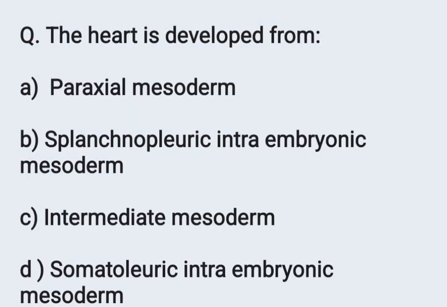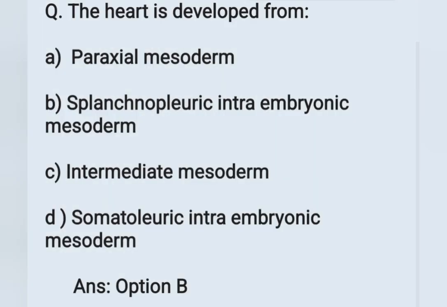The heart is developed from? Options. Option A, paraxial mesoderm. Option B, splanchnopleuric intraembryonic mesoderm. Option C, intermediate mesoderm. Option D, somatopleuric intraembryonic mesoderm. During the embryonic period, the heart is developed from splanchnopleuric intraembryonic mesoderm. The correct answer is option B.